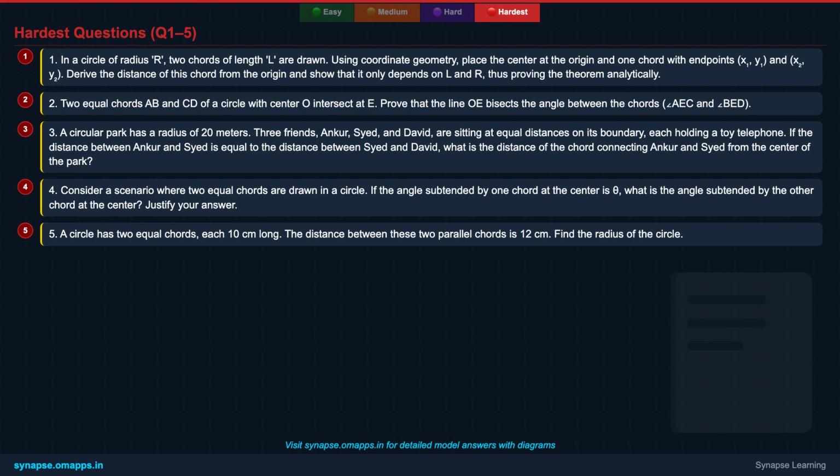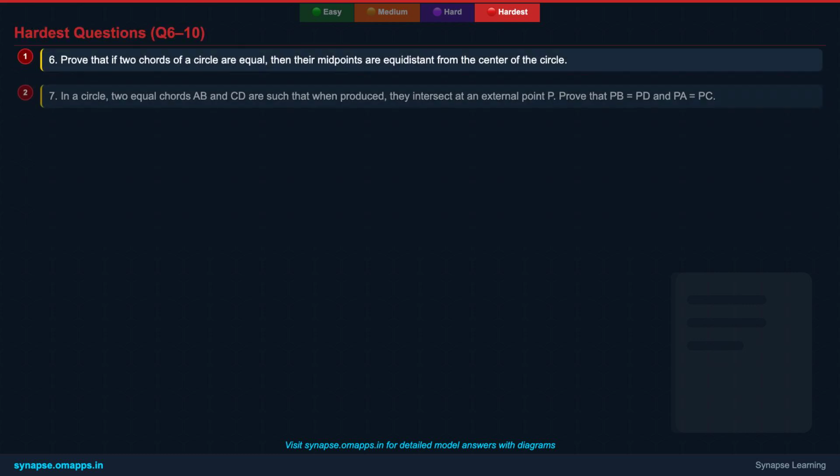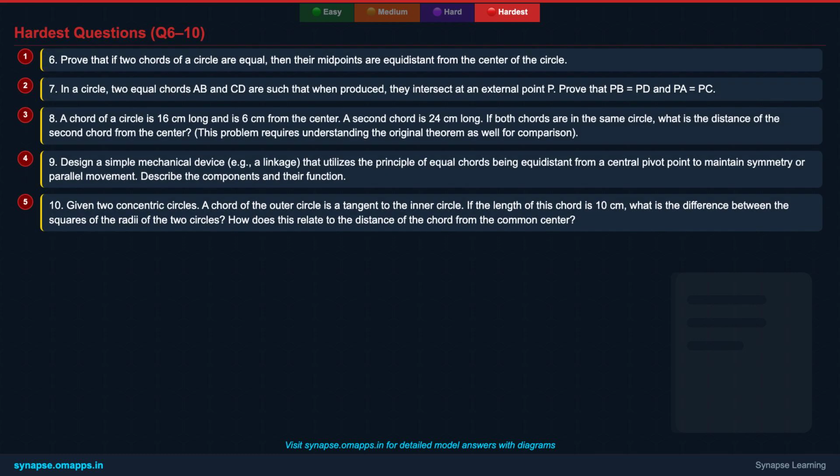You're ready for this. Continuing with the hardest level, here are questions 6 through 10. These problems delve into more intricate proofs, real-world design challenges, and comparative analysis of theorems. They are crafted to prepare you for competitive exams and foster a comprehensive understanding of circle geometry. Take your time, embrace the challenge, and demonstrate your mastery. Good luck with these final problems.